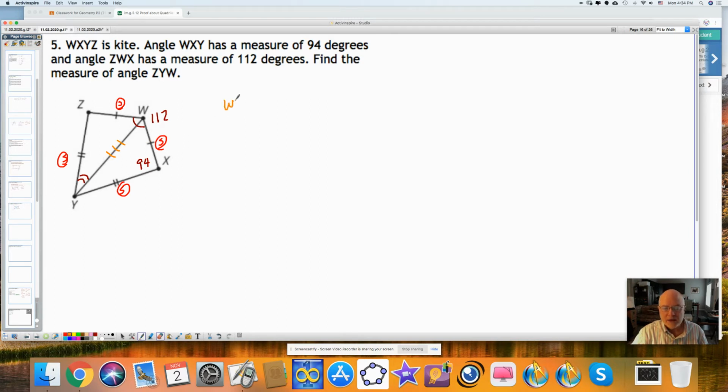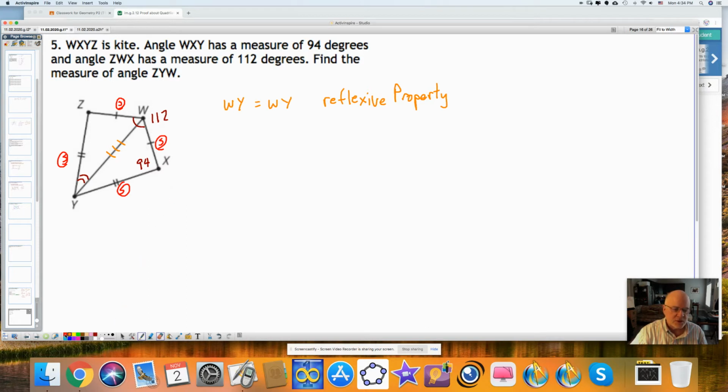Why can I say that YW is equal to YW? That is because of the reflexive property, and the reflexive property is one of these that I expect you to remember. We've talked about it so many times. The angle is congruent to itself. A side is congruent to itself. That's the reason. And this is the side.